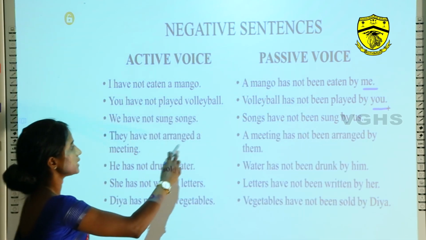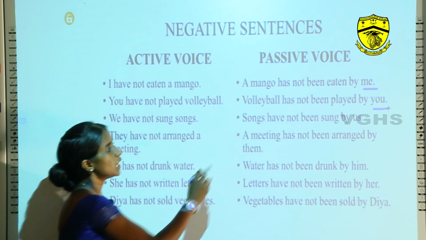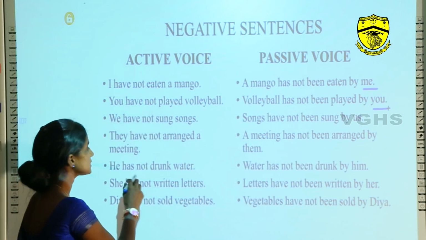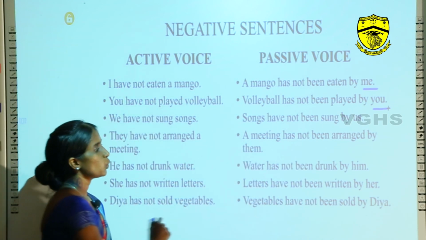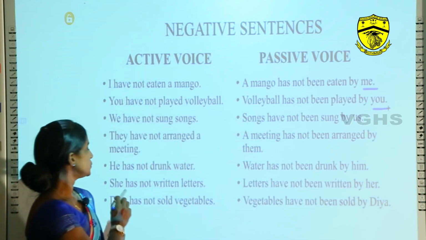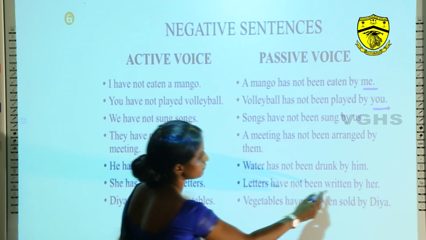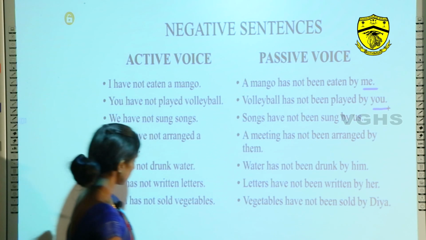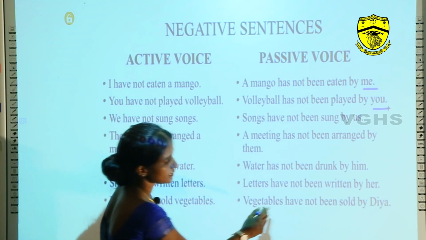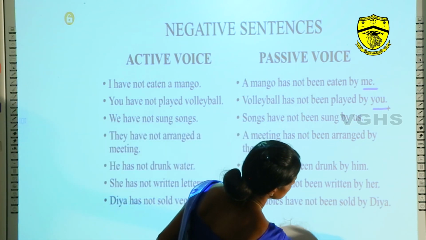They have not arranged a meeting. A meeting has not been arranged by them. He has not drunk water. Water has not been drunk by him. She has not written letters. Letters have not been written by her. Dia has not sold vegetables. Vegetables have not been sold by Dia. These are the example sentences.